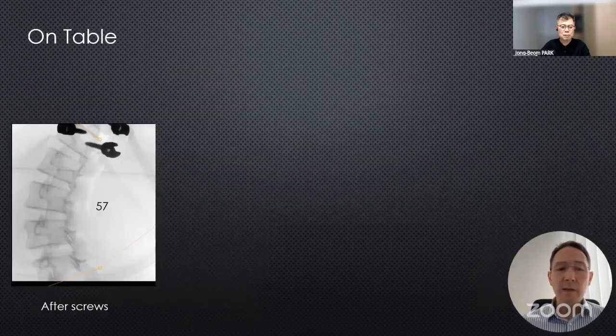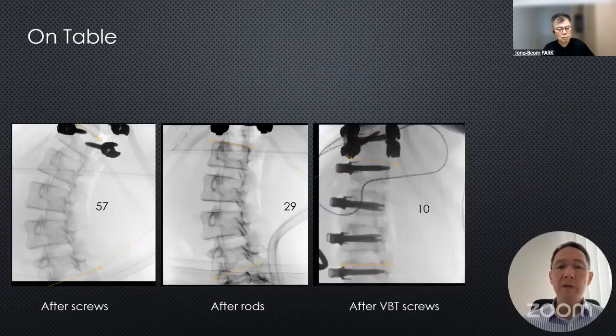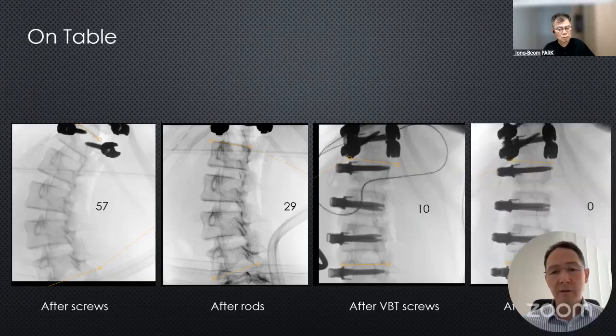But look at this. We look at the lumbar spine, which was 82 degrees in prone position, which was reduced after putting the pedicle screws to 57 degrees. After correction of the thoracic curve, it was reduced to 29 degrees. Now it's a candidate for VBT. And when I position the patient in lateral position and put the screws, it's only a 10-degree curve. And when I place the tether, it's 0 degrees.